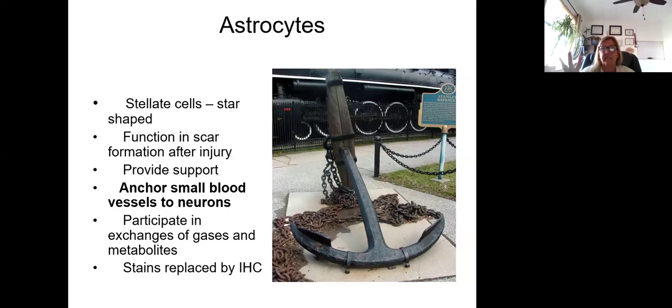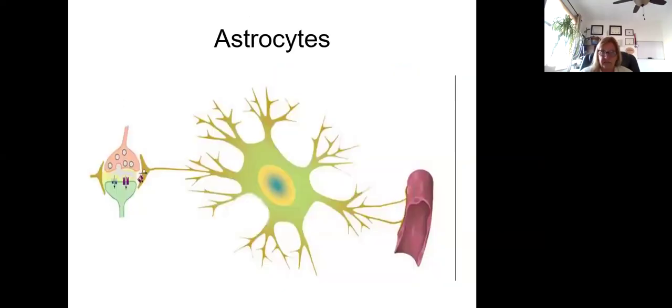So, stellate is a term that you're going to see used often, not only in terms of astrocytes, but also in terms of tumors. Whenever anything is star-shaped and finger-like, stellate is a good terminology to use.